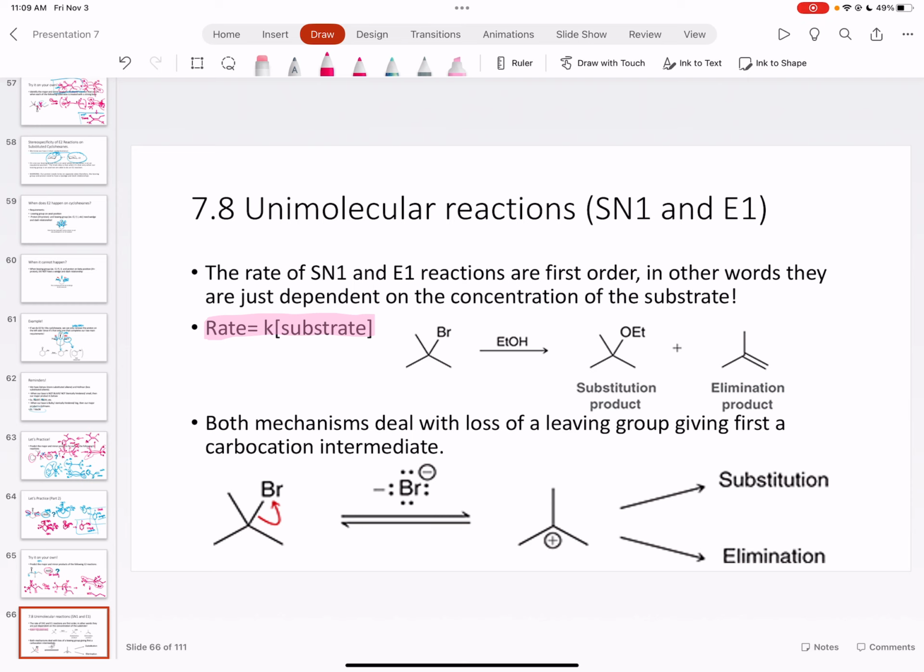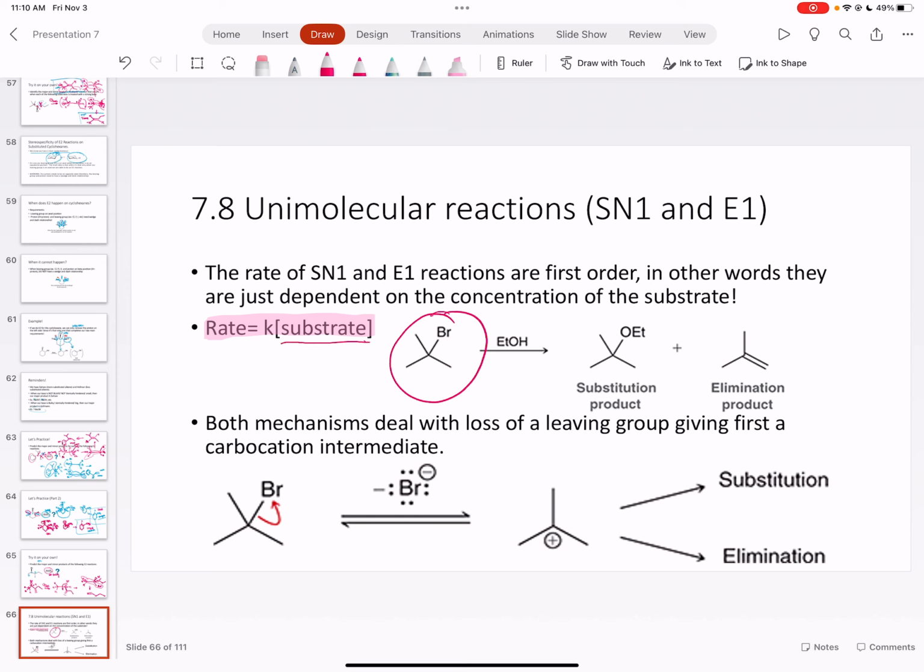Meaning if they ask you on a test, for example, what will be the rate for this one, and it's SN1 and E1, they will only care about the concentration of your alkyl halide. They wouldn't care about the concentration of your base or your nucleophile. They only care about the concentration of this. So if they told you that we double the concentration of your alkyl halide and then we double the concentration of your nucleophile, then technically the rate will only double 2 times, since we only care about the concentration of your substrate.